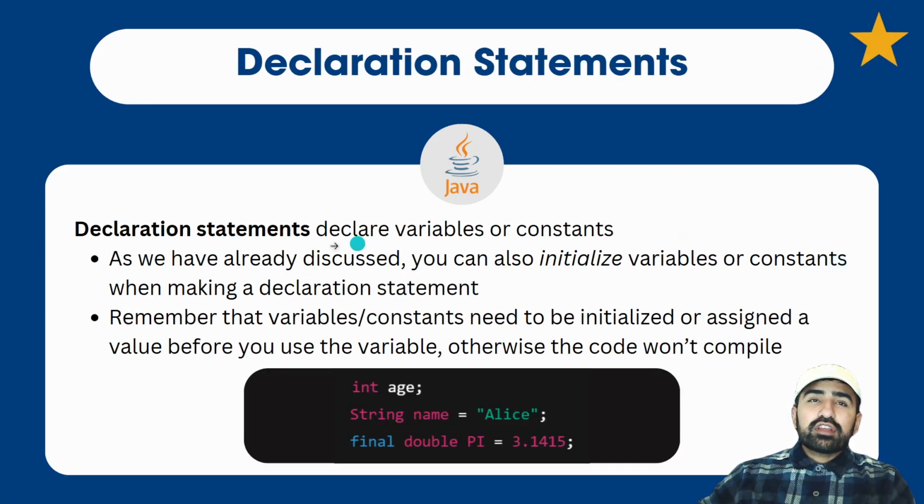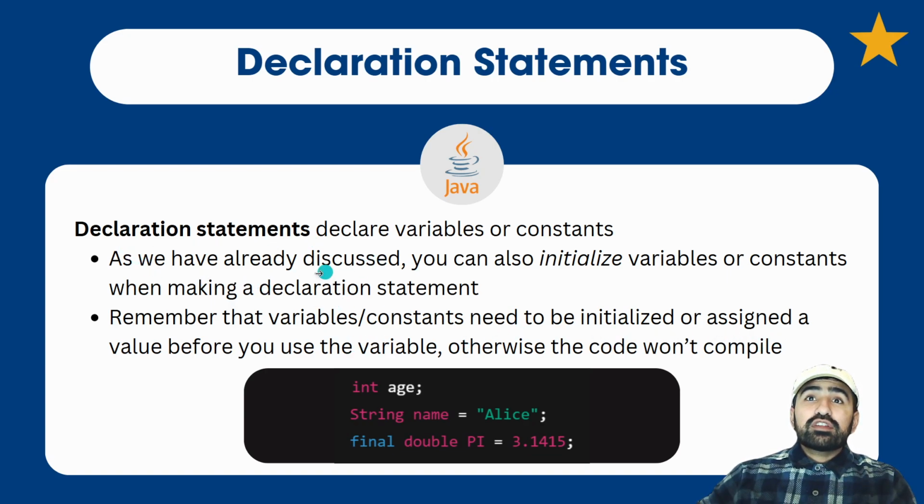So declaration statements, something we should be familiar with now in declaring variables. I know some of you have been wondering, how are these variables going to be useful? Why are they so important? Now that we're adding more skills to our skill set, of course, we're going to see how these variables can be useful in more complicated programs. Remember, variables and constants need to be initialized or assigned a value before you use the variable. Otherwise, the code won't compile.